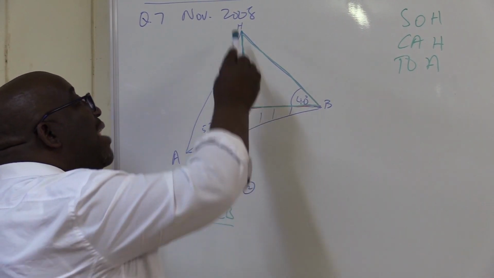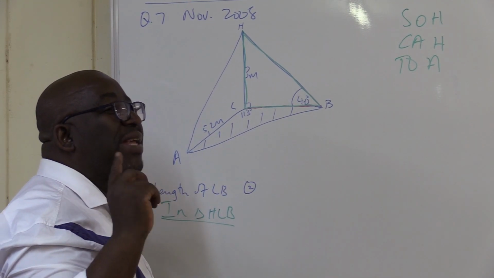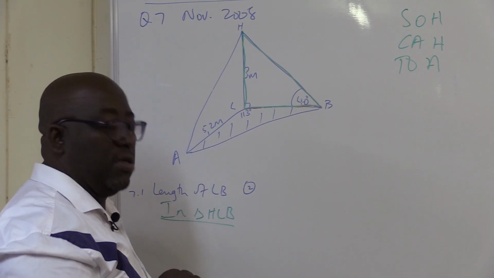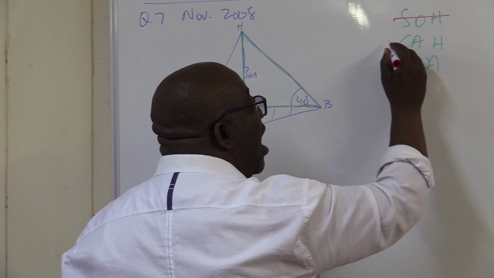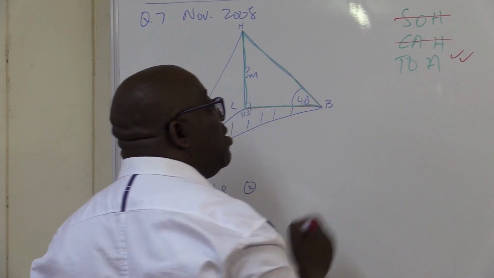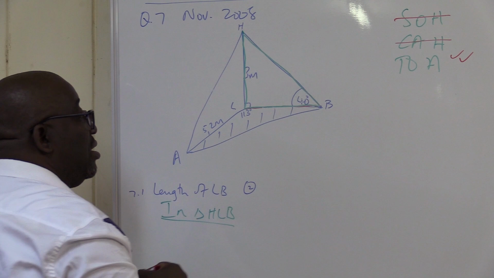Now watch, am I looking for the hypotenuse? No. So any ratio that has a hypotenuse is out. I see a hypotenuse here, I can't use this one. I see hypotenuse here, I can't use this one. So this is the one that I will be using, because I don't need the hypotenuse, I just need the adjacent.